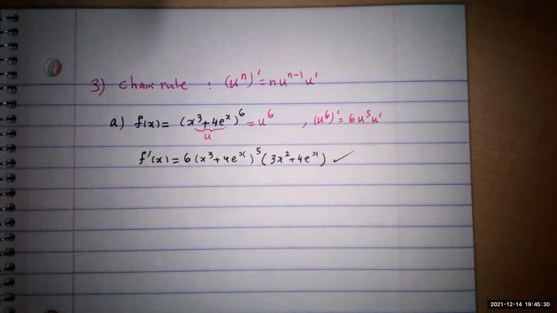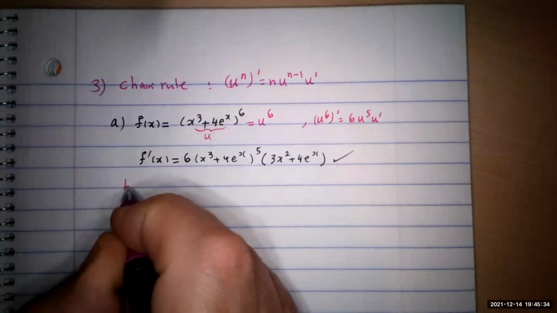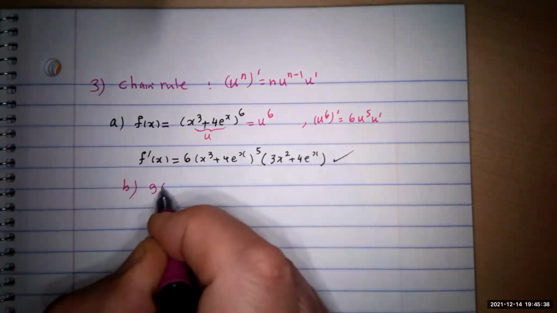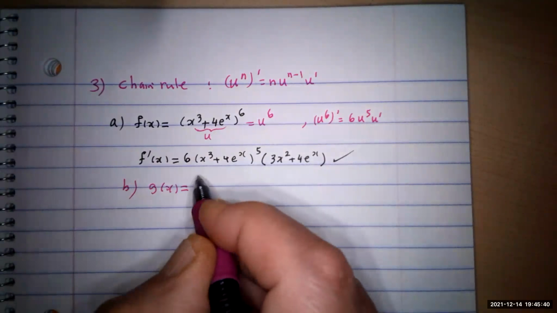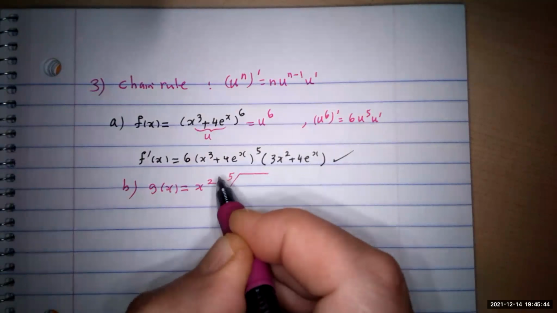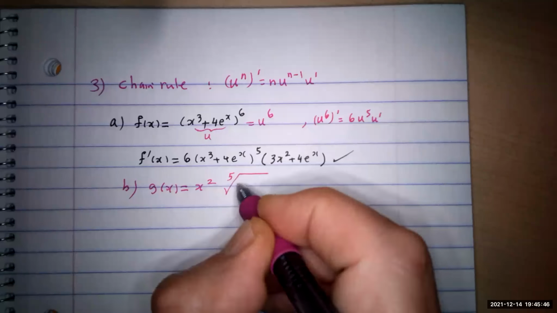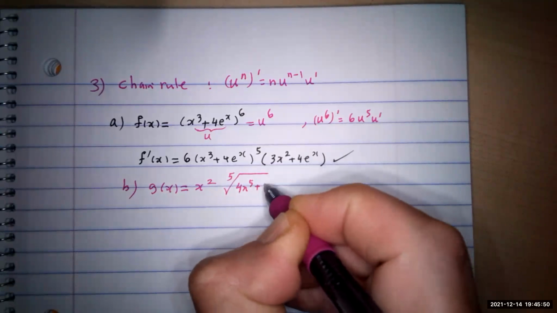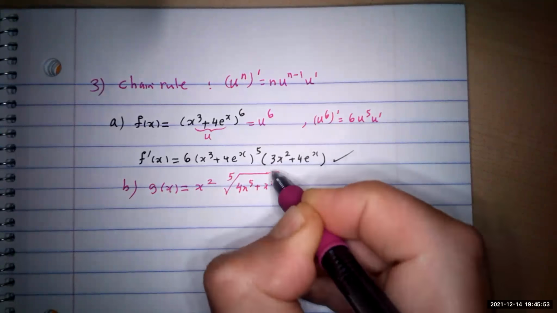That's type 1, just a u function. The type 2 for this group is a product function. Okay, g of x equal to x squared, the fifth root of what? 4x to the fifth plus x squared. That's the option.